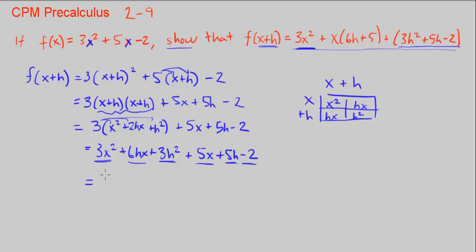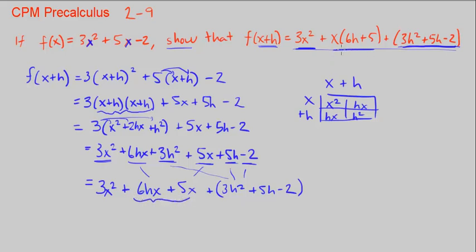So let's rearrange this, just reorder things to make them look more like what we want to show it equal to. 3x squared is in the front, 6hx next. Now I'm going to put these next to each other, so plus 5x plus, and then on the right I'm going to put these 3h squared plus 5h minus 2. I can put that in parentheses without changing anything. And now I just need to see if I can change this to look like this.